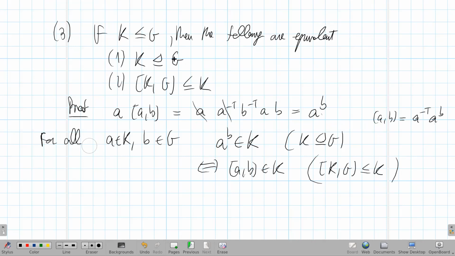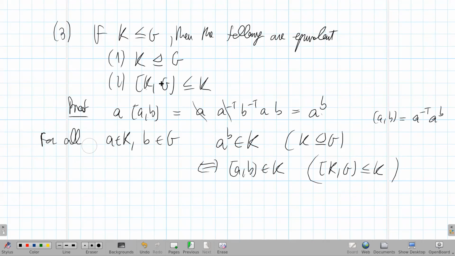So we will be exploiting this in a second. So normality of a subgroup can also be stated in terms of the commutator between K and G, the subgroup generated by all commutators where the first component is in K and the second component is in G.